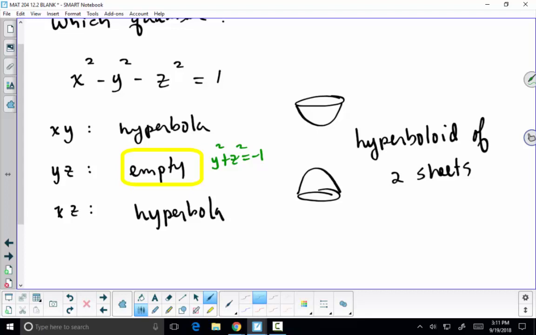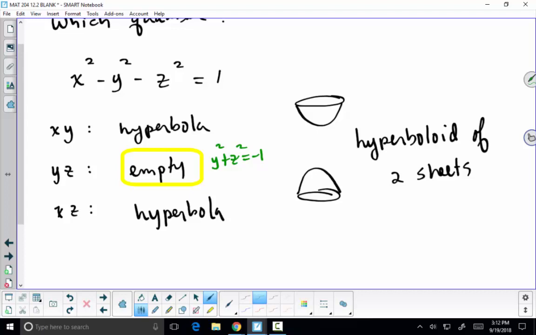It's empty because there's no ordered pairs that satisfy that equation. Right? The smallest y squared could ever be is 0, and the smallest z squared could ever be is 0. So there's no way to add a sum of squares and get a negative number. There's no ordered pair that satisfies that, so it's the empty set.